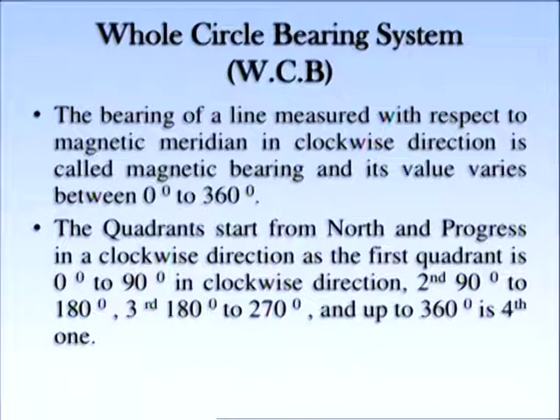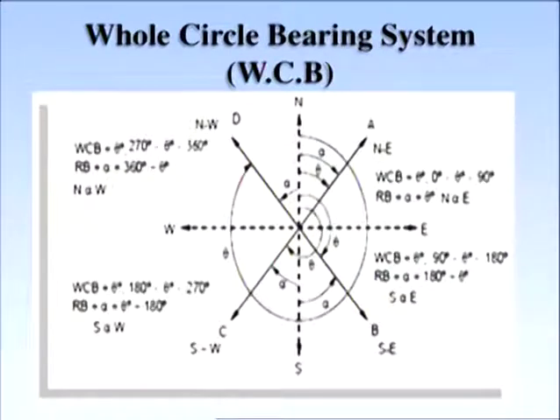There are 4 quadrants. The whole 360 degrees is divided into 4 parts. From 0 to 90 degrees we call the first quadrant. From 90 to 180 degrees we call the second quadrant. From 180 to 270 is called the third quadrant. And from 270 to 360 is called the fourth quadrant. And here is the whole figure.